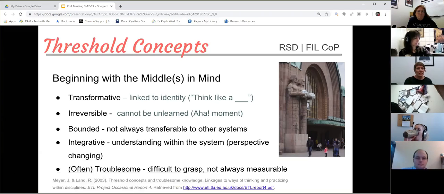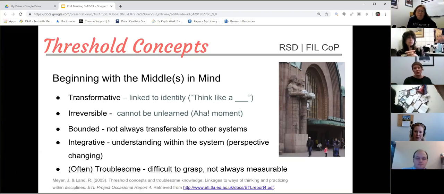So Meyer and Land said that in any field, there will be foundational concepts, foundational ideas, that once someone has understood them, are transformative, and they talk about it like thinking like an expert. So for us librarians, there are certain concepts that once we understood them, they just opened up the whole world of information for us, right? They're transformative. It's what sets us apart from someone who's not an expert in that.